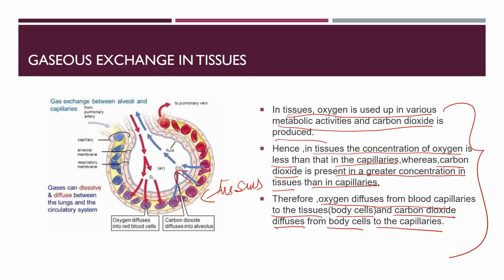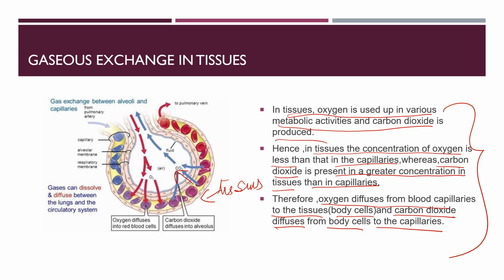From the tissues, the carbon dioxide is absorbed into the capillaries. From the capillaries, the carbon dioxide is given to the alveoli. So it passes on like a chain system from the higher concentration to the lower concentration. And again, the oxygen-rich air in the alveoli is passing on to the capillaries, as the oxygen in the capillaries is less.